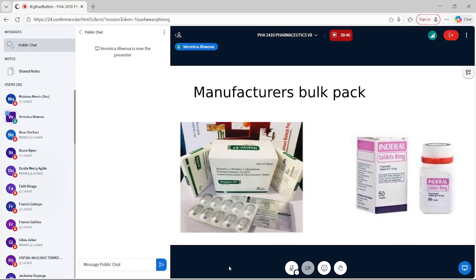Again, this manufacturer's bulk pack: your medicines could come like this one, probably containing 50 tablets. Maybe your patient only needs 10. So you package them in another bottle, and you must label it.